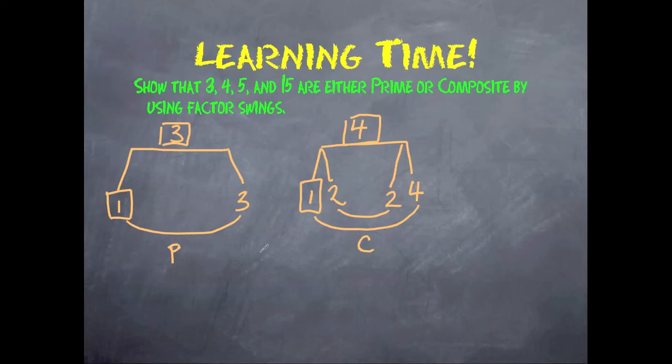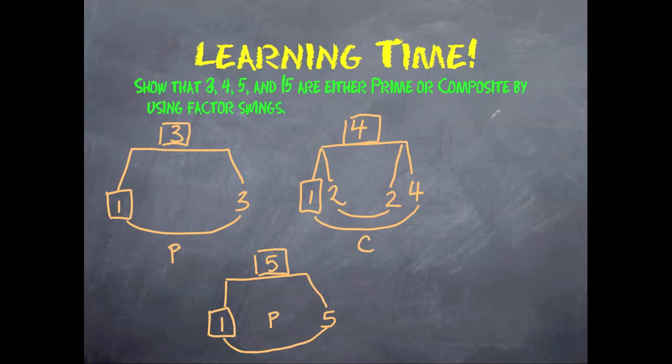So let's do number 5. So we have 1 here. 1 times 5 gives us 5. So let's think about it. Can 2 go into that? No. 3 can't divide into 5. 4 can't go into it. So 5 is a prime number.